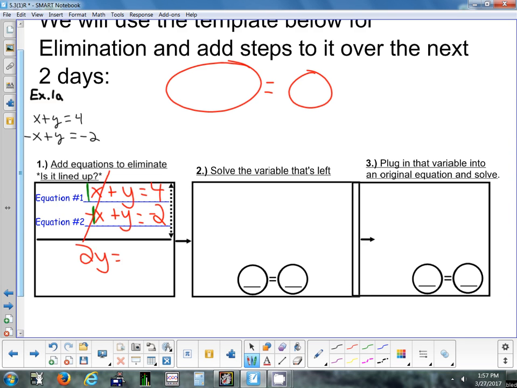And what's the last thing I'm going to add? What are the two numbers? 4 and, careful, 4 and negative 2. What do I get? 2. Positive 2. There it is.